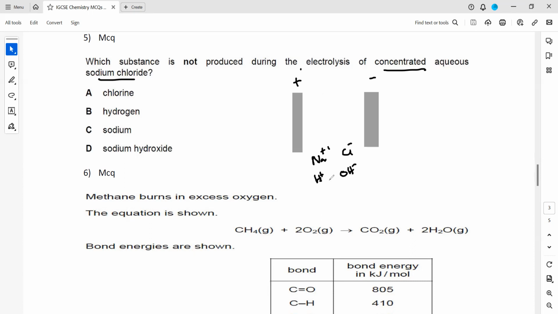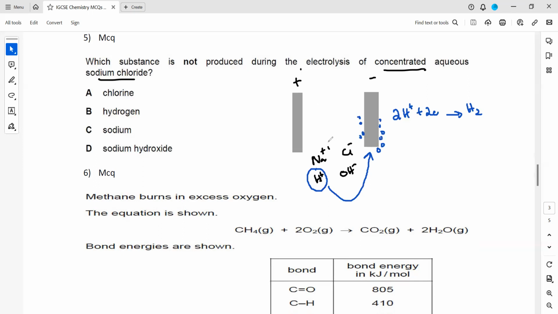For positive ions, we always check the less reactive one. Which is the less reactive positive ion? Hydrogen is the less reactive positive ion and it will move towards the cathode. So what will the equation for the cathode be? Two hydrogen ions gain two electrons and form hydrogen gas. As a result, because there's hydrogen gas, we'll observe bubbles.